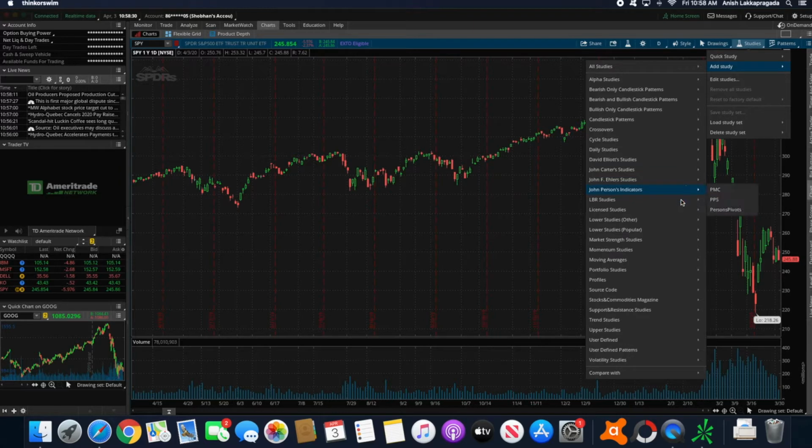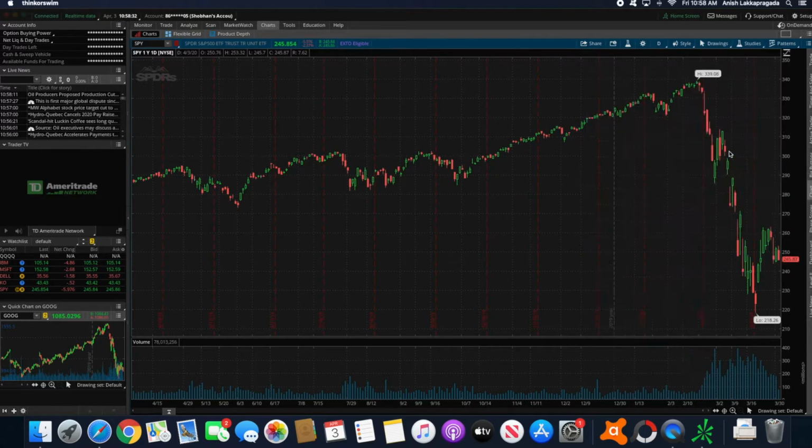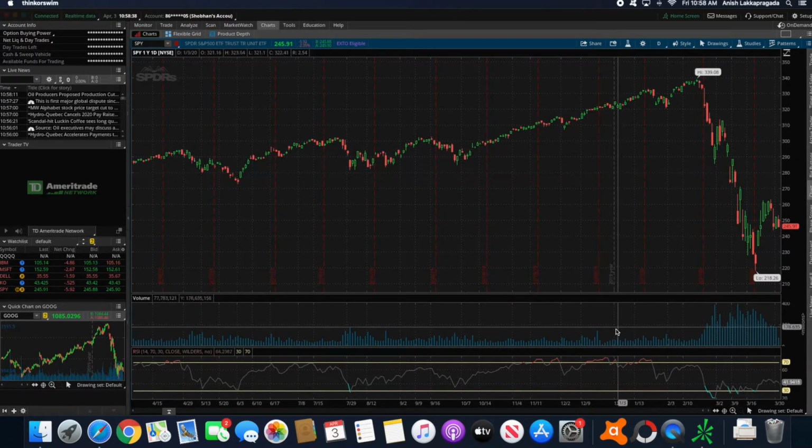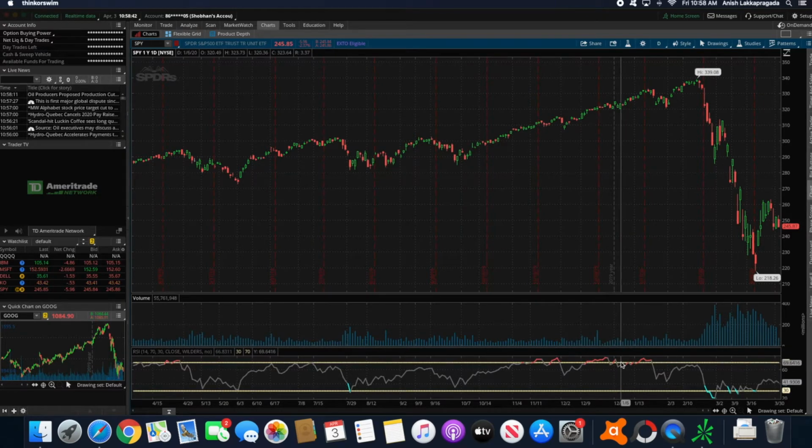So let's go to Add Study, Lower Studies, Popular. RSI stands for Relative Strength Index, and the reason it's called a lower study is because it's below the graph. What it really means is it's going to tell you whether a stock is overvalued or undervalued.